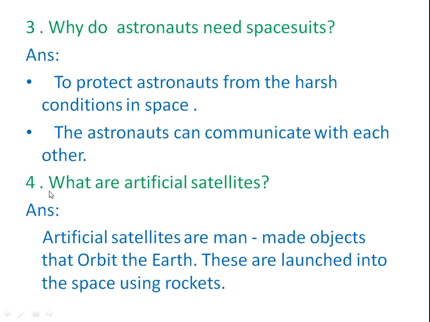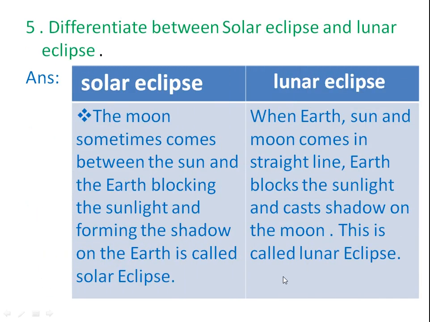Fourth question. What are artificial satellites? See the answer here. Artificial satellites are man-made objects that orbit the Earth. These are launched into space using rockets. This is the meaning of artificial satellites. See here, once again the answer. Artificial satellites are man-made objects that orbit the Earth. These are launched into space using rockets.